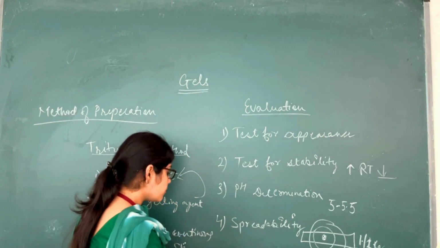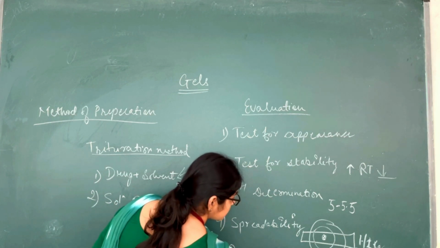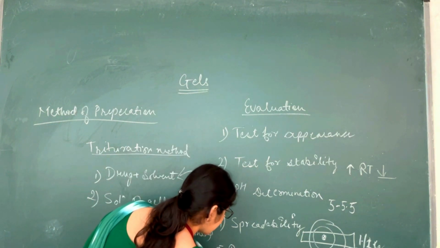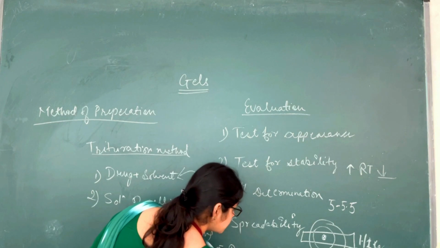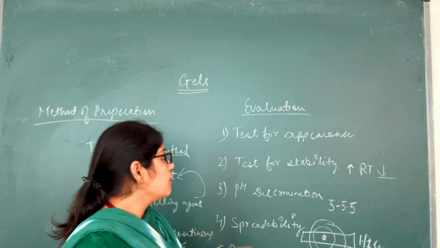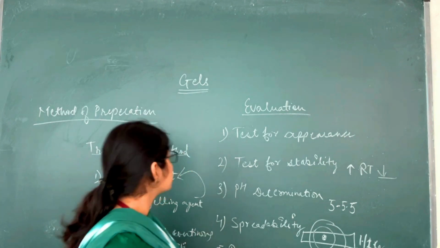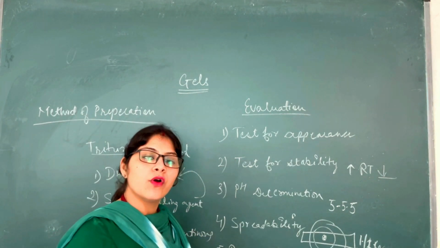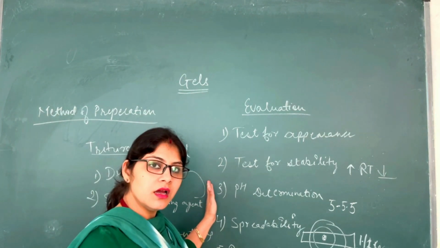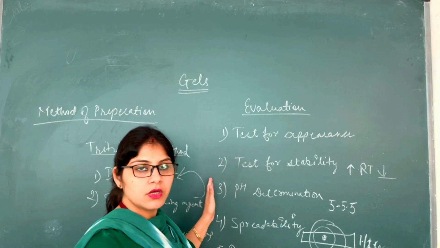And then next we can calculate the drug content of the gel by any method. Then by dissolution we can calculate the release of the drug. So these are the different evaluation methods used to check the formulation, whether prepared on a large scale or a small scale. So this is all about the gel, how we formulate it, what the methods of preparation are, and lastly how we evaluate the gels prepared on lab scale or industrial scale.